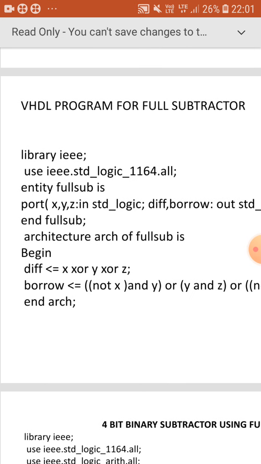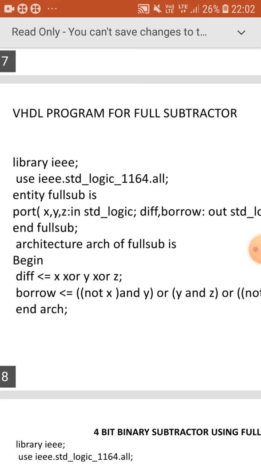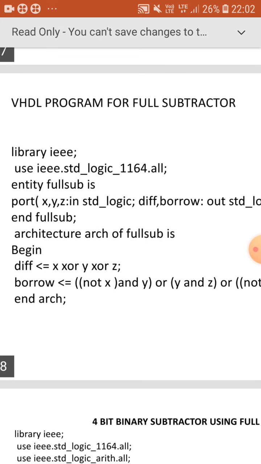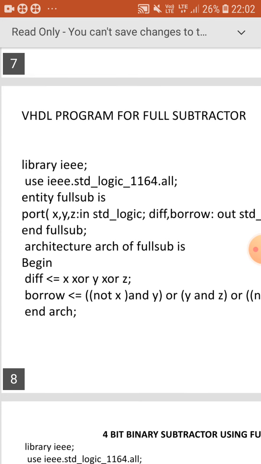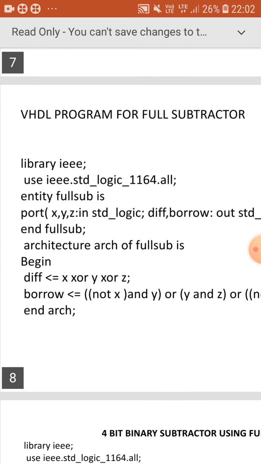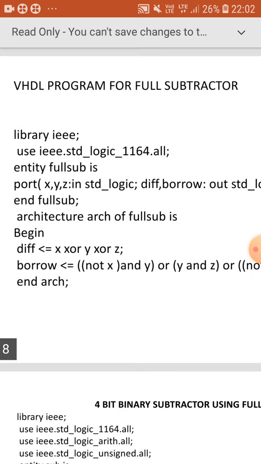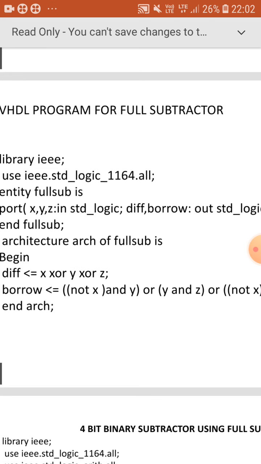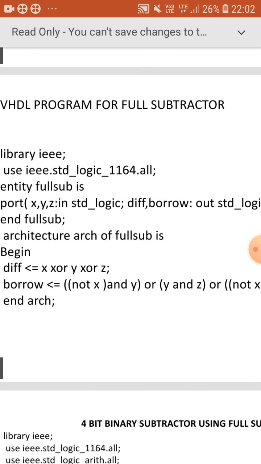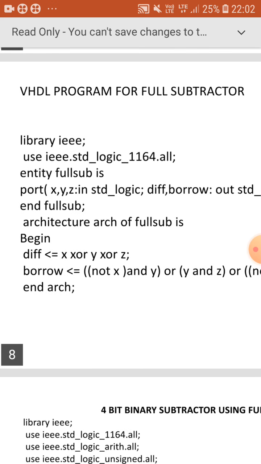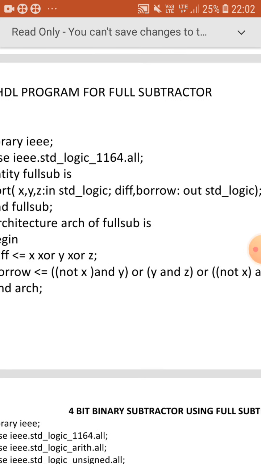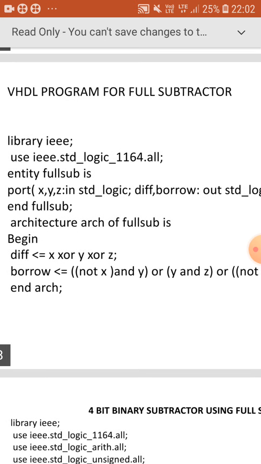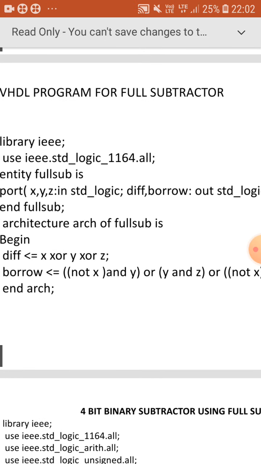So entity fullsub is the entity name, arc is the architecture name. In a full subtractor we have 3 inputs and 2 outputs. Outputs are difference and borrow. Entity fullsub is. Next I am declaring the input and output ports of the full subtractor: x comma y comma z colon in. All are inputs. So you have to use mode in. All are single bit values. So std_logic, you don't need to use std_logic_vector. Here you have to write std_logic.